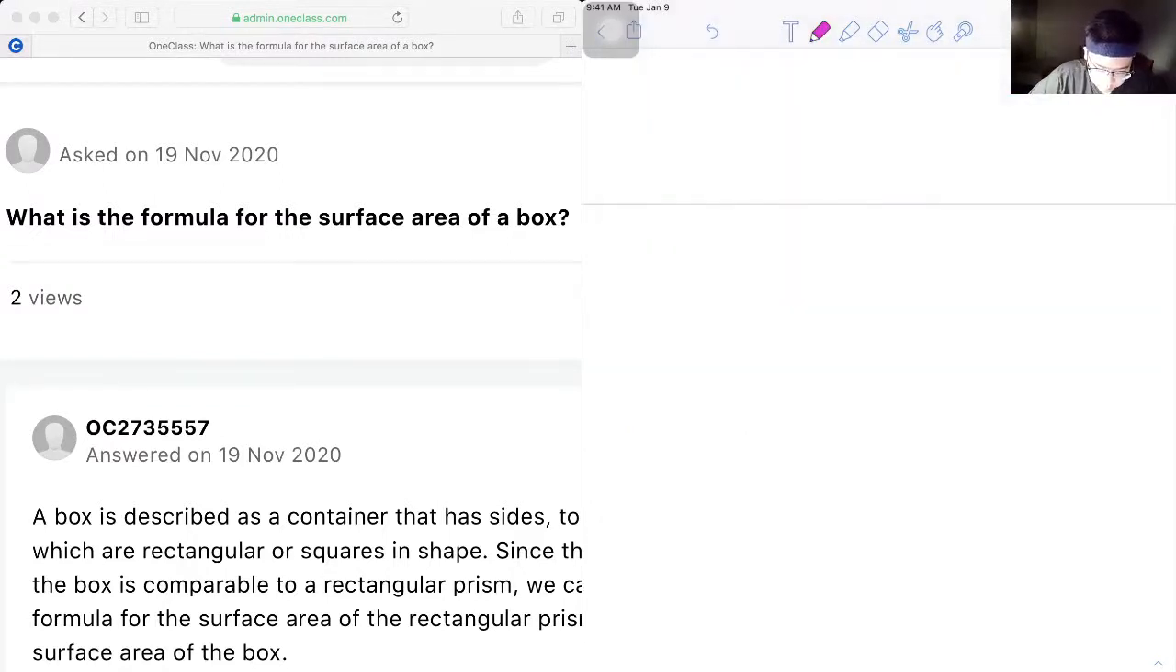So our next question is asking us, what is the formula for the surface area of a box?